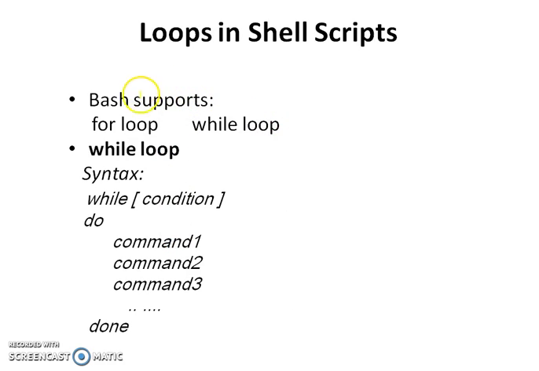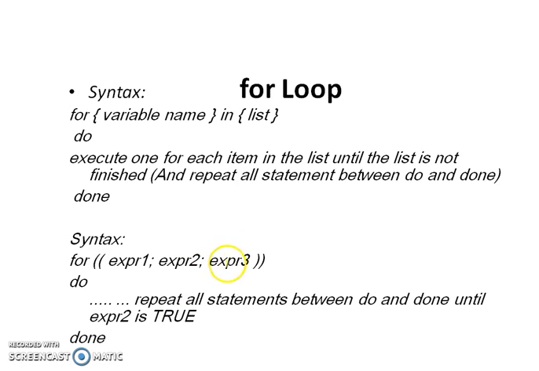Loop. Shell supports two loops, one is the for loop and the other is the while loop. The syntax of the while loop is: while condition, and then the loop will be started with do, and then the series of commands, and then the loop will be ended with done. In the for loop, the syntax will be for variable name in list.